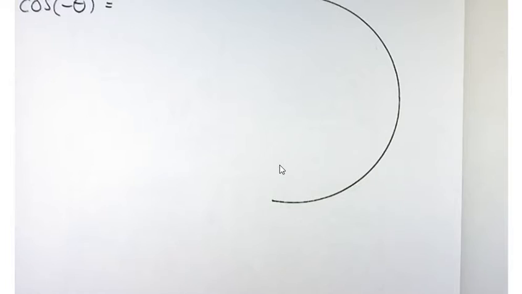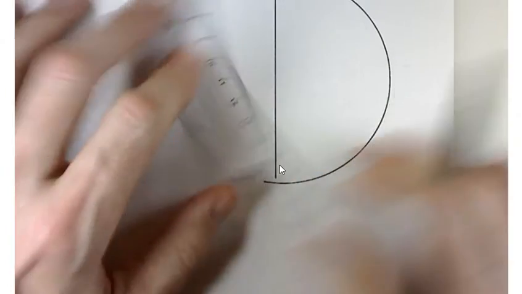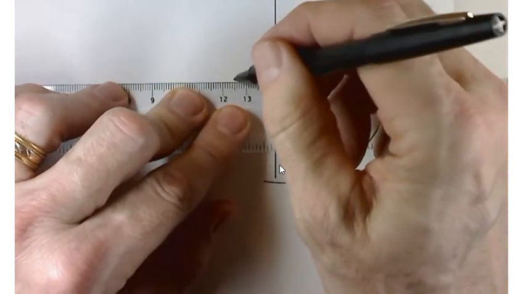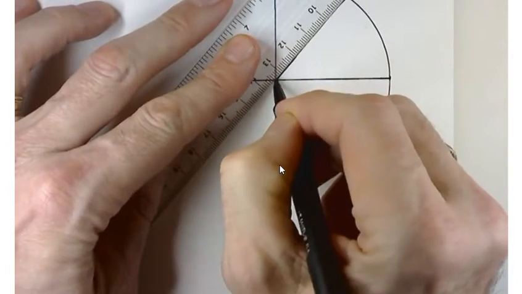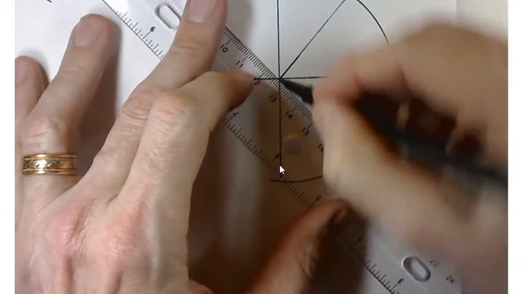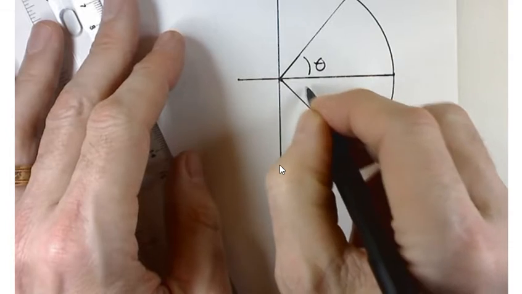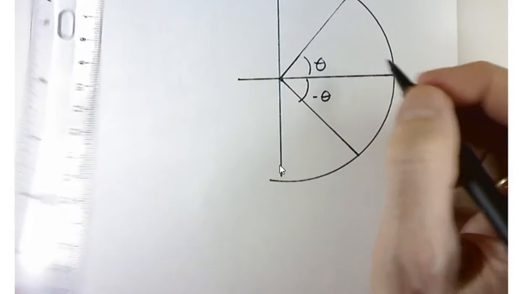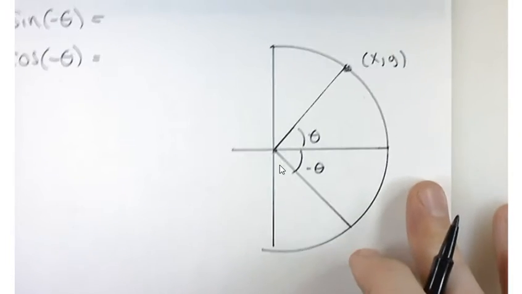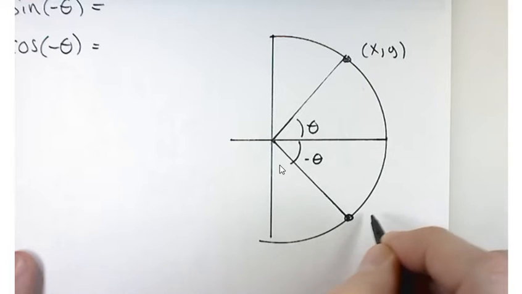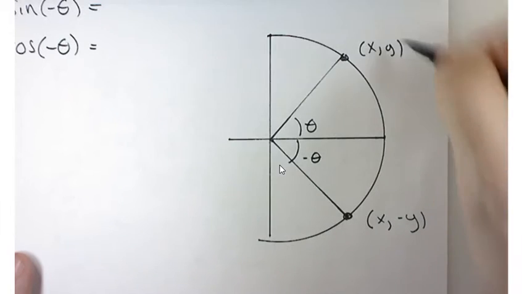Okay, so let's just look at the unit circle for a moment and imagine an angle theta and another angle negative theta. So that's theta, that's negative theta. Now up in the first quadrant, everything's positive, so let me just give that coordinates of x and y. And in the fourth quadrant, the x coordinate is going to be positive, but the y coordinate is going to be opposite of whatever this is.